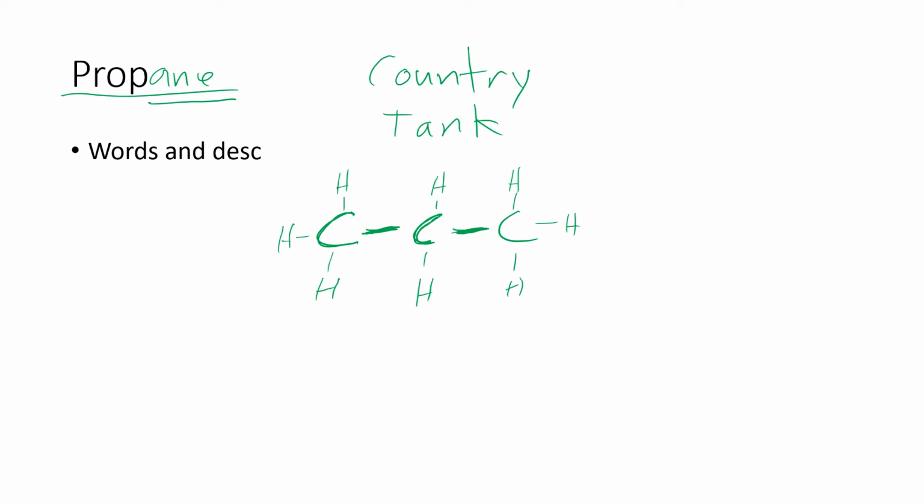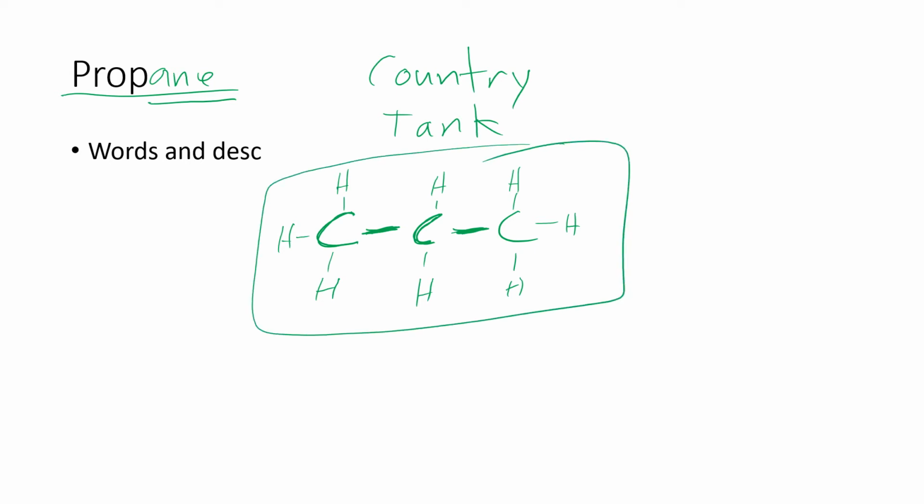All right. So here's my structural formula, and my chemical formula will be C3H, 2 times 3 plus 2 is 8, or you can count them up. 1, 2, 3, 4, 5, 6, 7, 8.